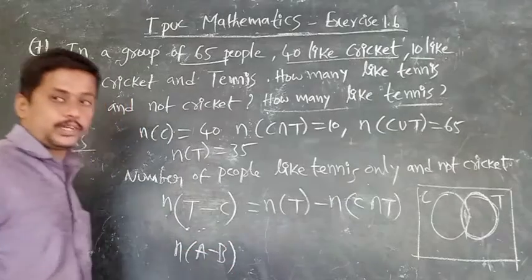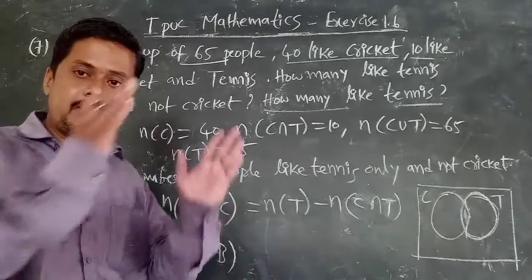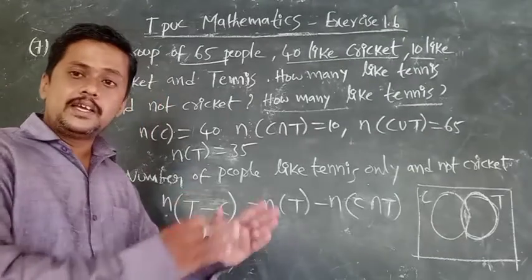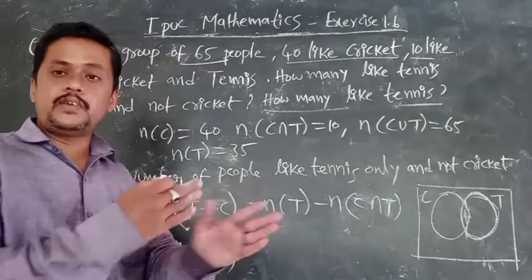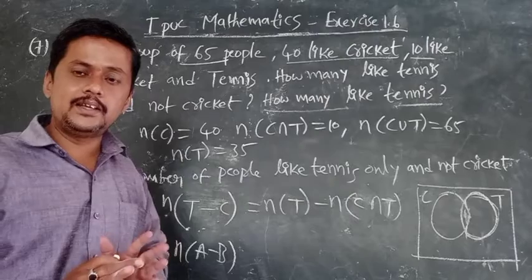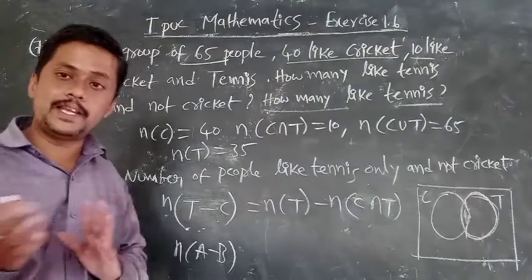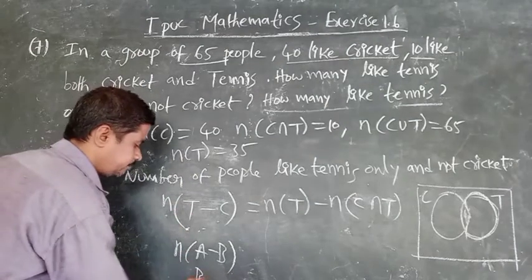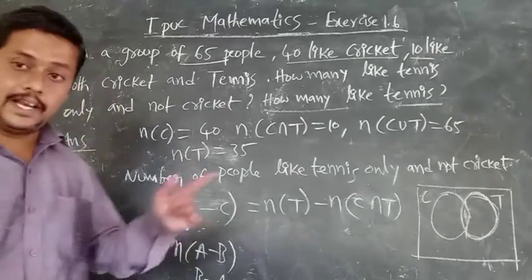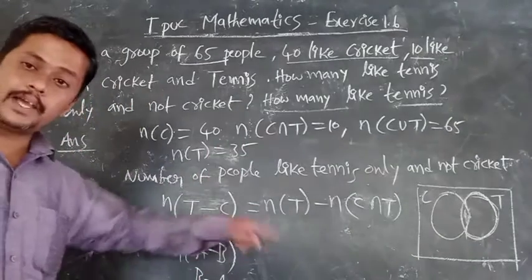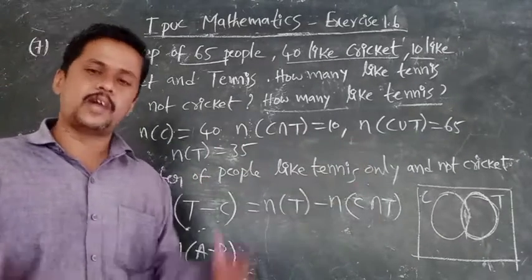It will come easily to you. n of a minus b is equal to n of a, first one n of a, minus n of a intersection b. Now tell me n of b minus a: n of b first, minus n of b intersection a. Like that we have to think.